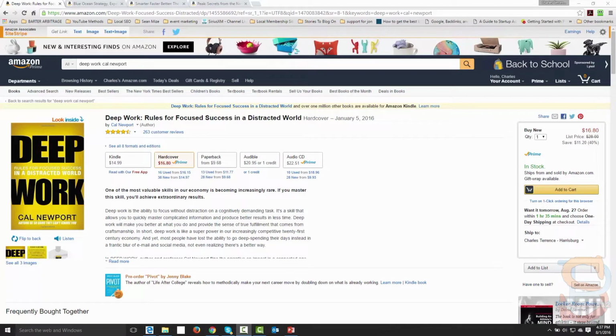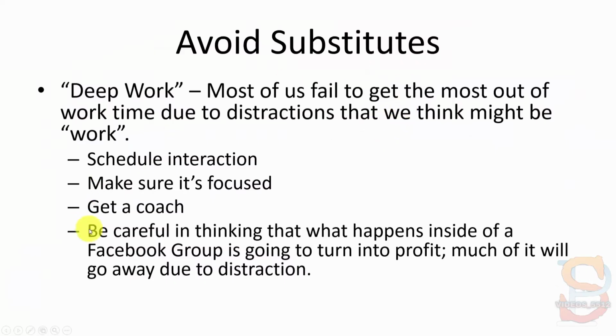And in the last section, we talked about the fact that we want to make sure that when we're purchasing, we're not substituting for the things that we really need to do in order to build our business. And one of the things that we talked about here is the book Deep Work, with respect to the concept of scheduling interaction and making sure that it's focused.